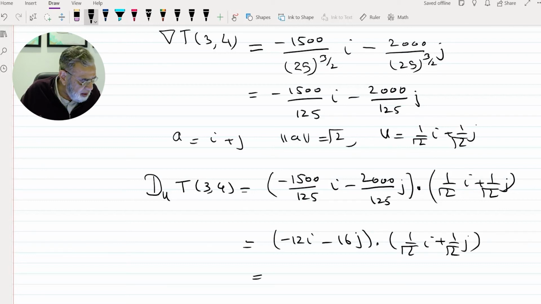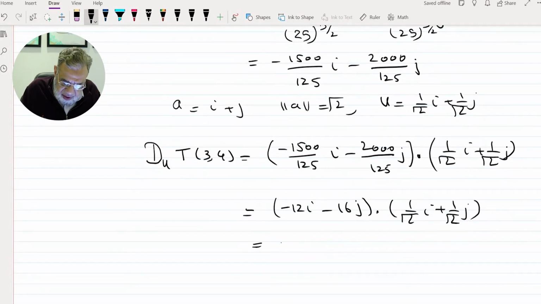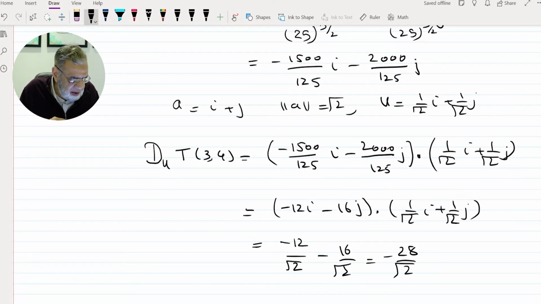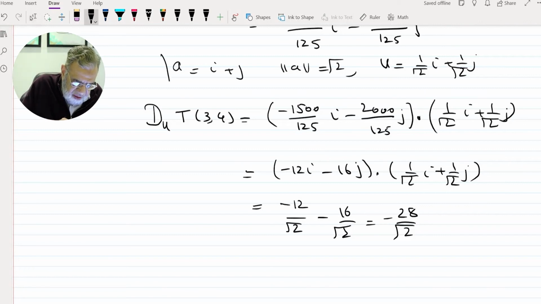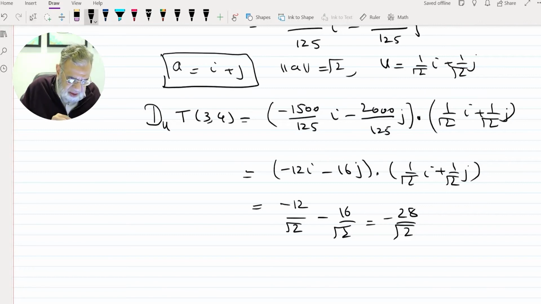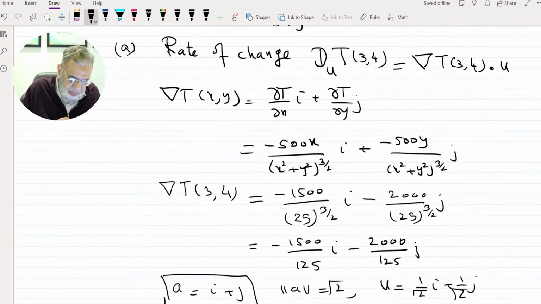So when you multiply this one, we'll get the result equal to minus 12 over root of 2, and then minus 16 over root of 2, which is equal to minus 28 over root of 2. That's the result I get for the rate of change of the function T at the point (3, 4) in the direction of the vector a, that's i plus j. This is part A. Now I go to part B.